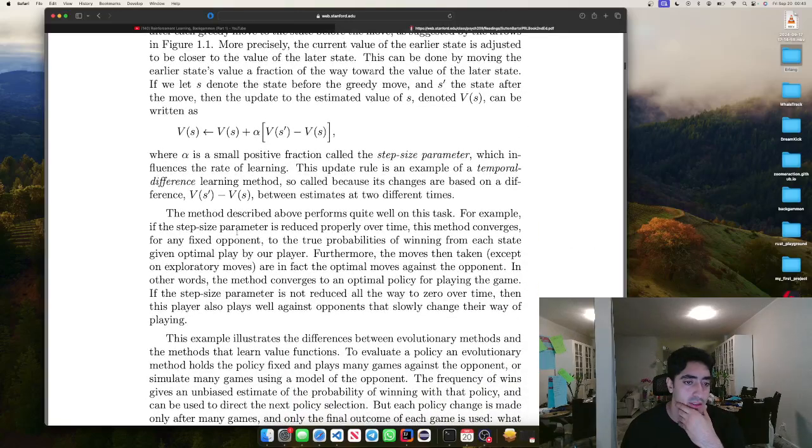The method described above performs quite well on this task. For example, if the step size parameter is reduced properly over time, this method converges for any fixed opponent to the true probabilities of winning from each state given optimal play by our player. Furthermore, the moves then taken, except on exploratory moves, are in fact the optimal moves against the opponent. In other words, the method converges to an optimal policy for playing the game.